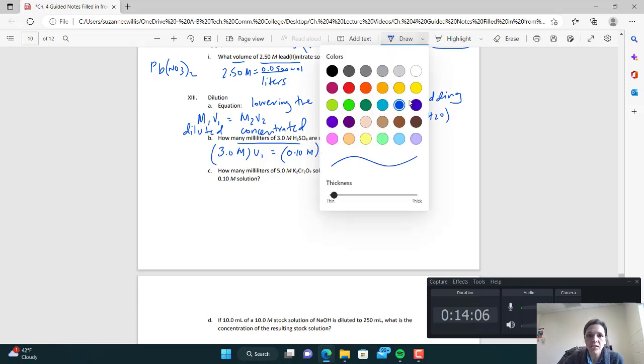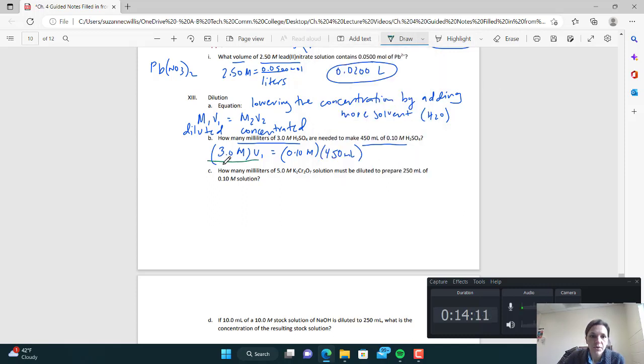When we do the math here, watch what happens with the units. So when we divide by 3.0 molar to get volume alone, look at the units. You see how the molar units are going to go away and we're left in milliliters? So that's what our new volume is going to be in. So this all cancels here. The new volume, and we'll talk about what it means, is equal to the math on this side. So 0.1 times 450 divided by 3. We get 15 milliliters.